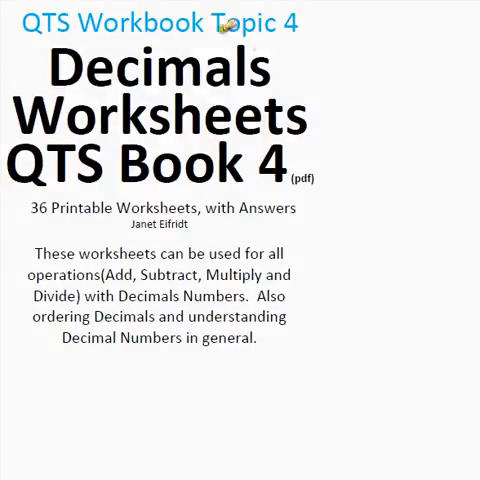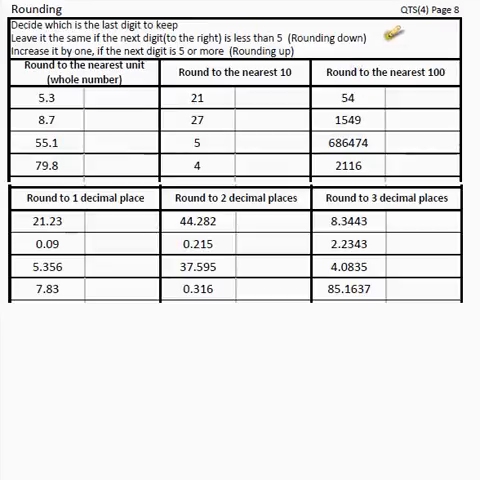In this video we're going to do QTS workbook topic 4, which is decimals. We're going to add, subtract, multiply and divide decimals. So let's get started. First of all, just quickly check that you can do your rounding.